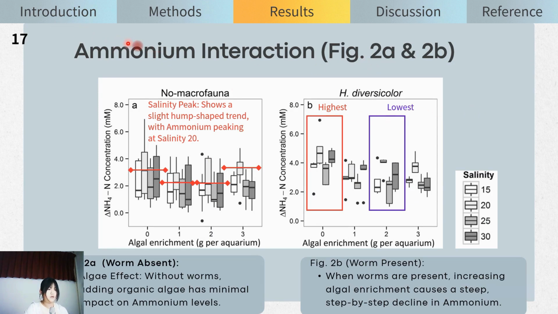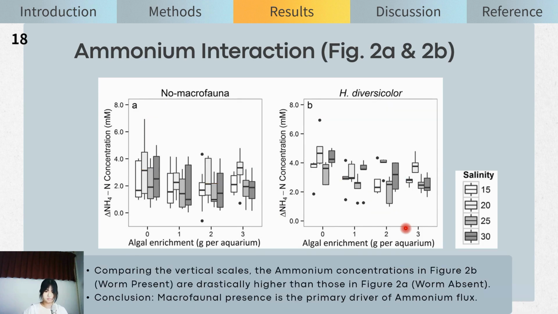Let's talk about ammonium, in figures 2A and 2B. Figure 2A shows a slight hump-shaped trend with ammonia peaking at salinity 20. For the algae effect with low worm presence, adding organic algae has minimal effect on ammonia. Figure 2b is also like this. Comparing the vertical scales, the ammonia concentrations in figure 2b are drastically higher than those in figure 2a.